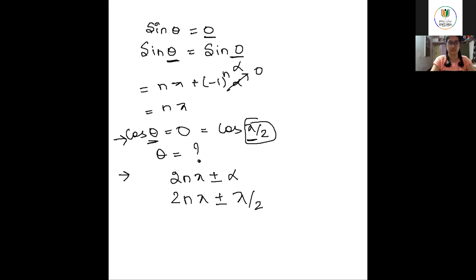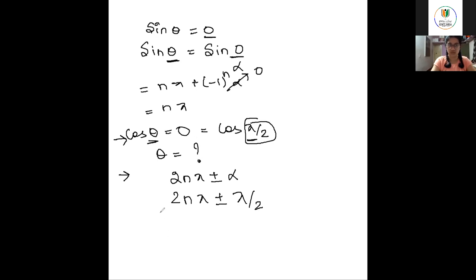Okay. So what is the answer that you get for tan theta is equal to 0? n pi. And sin theta is equal to 1? n pi plus minus 1 to the power n, pi by 2. So I think you will get 2n pi plus pi by 2. No. It's n pi plus minus 1 to the power n, pi by 2.